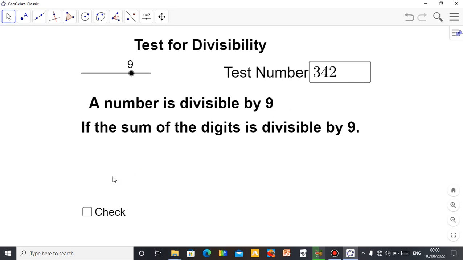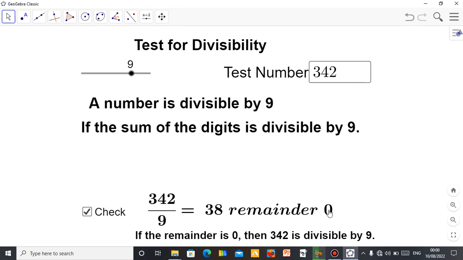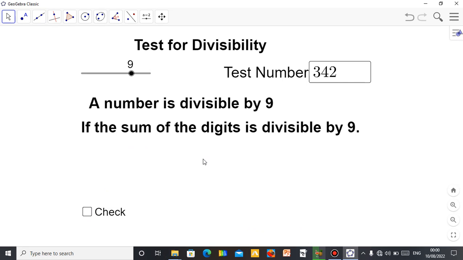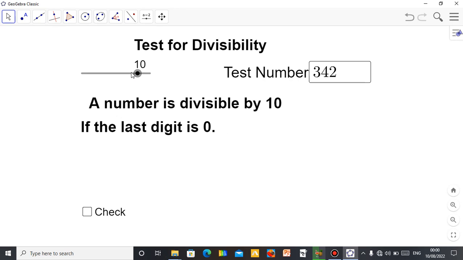So 9 can divide 9 without a remainder. If you check, you see the remainder is 0. That means 342 is divisible by 9, since the remainder is 0. Then 10, we all know the rule for 10: if the last digit is 0, then the number is divisible by 10.